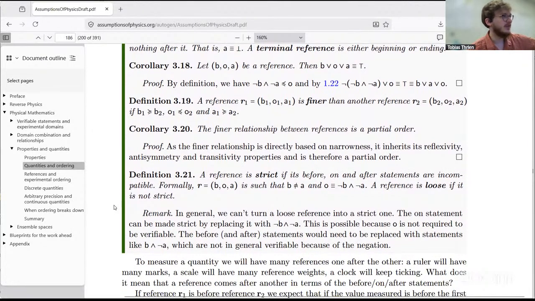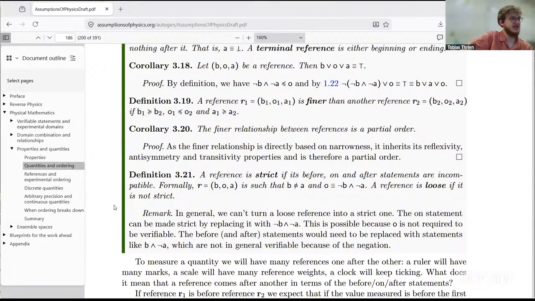Corollary: the finer-than relationship between references is a partial order. It's a partial order, not all of them are related. But we need reflexivity, anti-symmetry: if one is narrower than the other, then it's not the other way around. Transitivity makes sense. I will just finish this block.